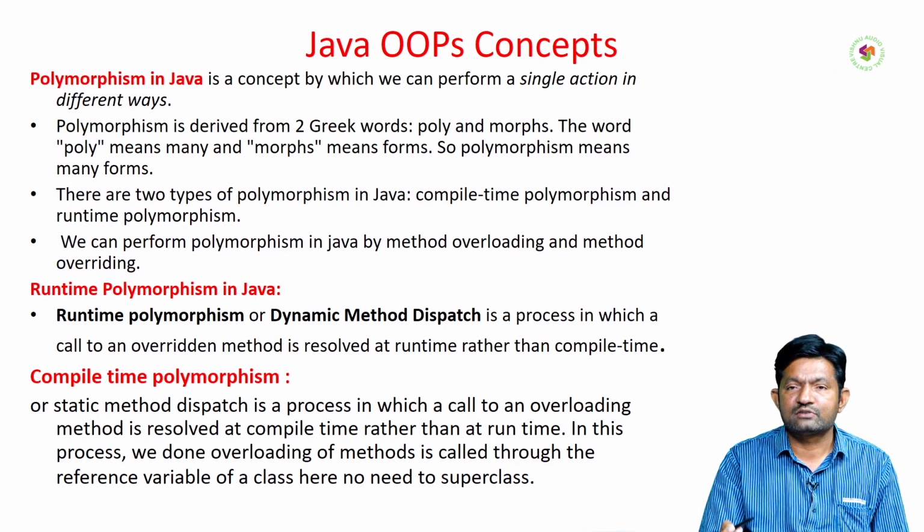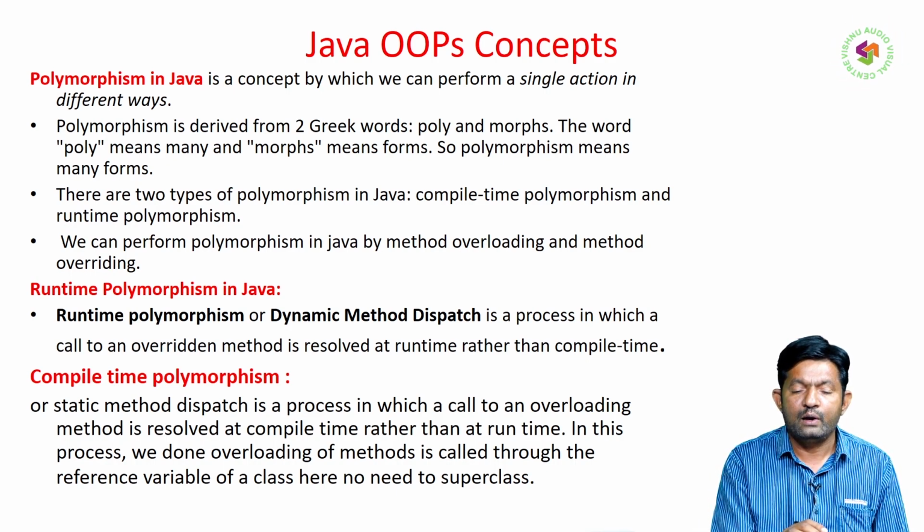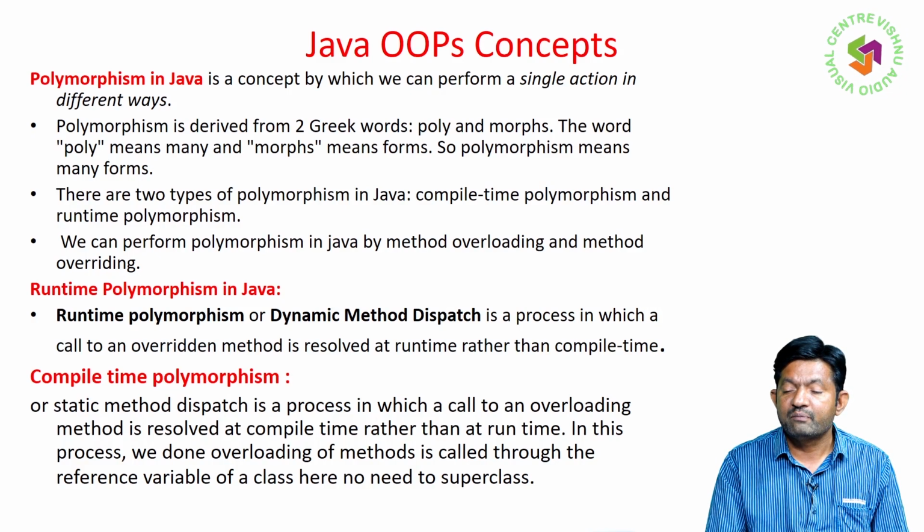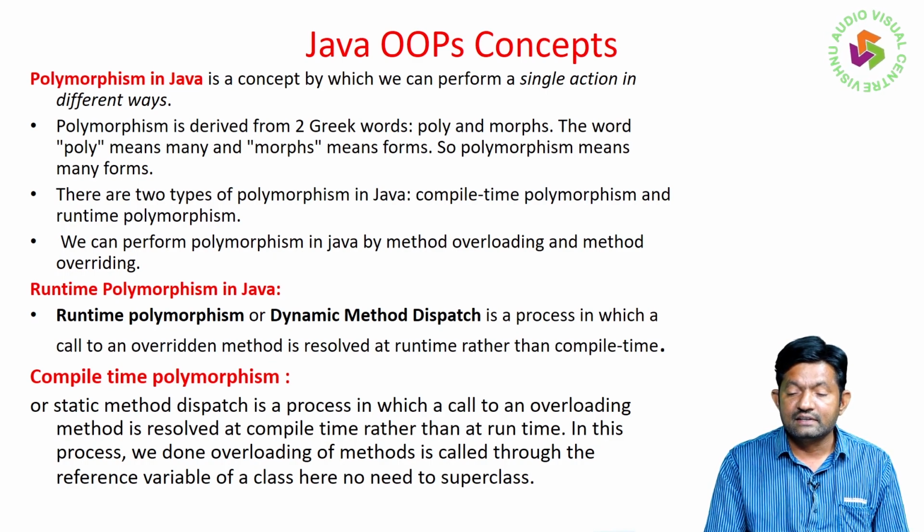Polymorphism. The next OOPS concept is polymorphism, the ability to take more than one form. The name itself says it: poly means many forms. Polymorphism in Java is a concept by which we can perform a single action in different ways.